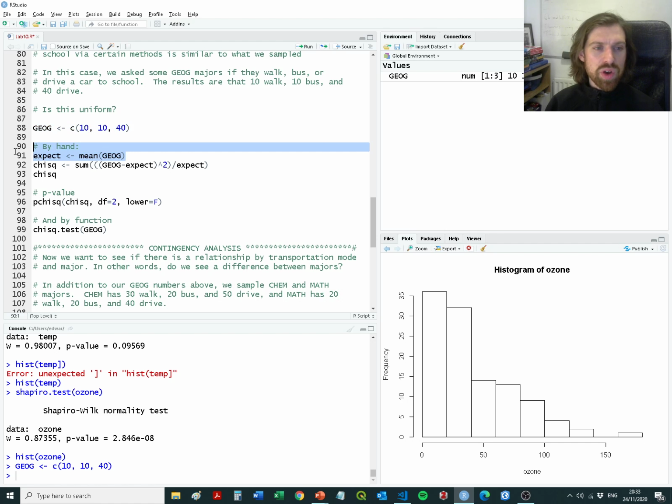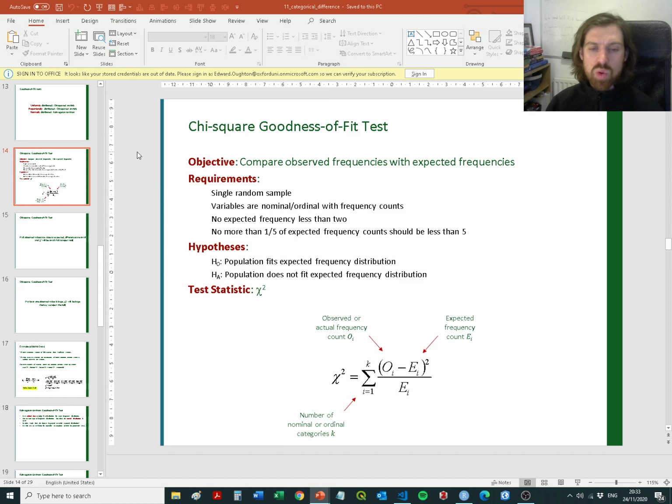What we're going to do first is take the mean of geography. So why are we doing that? Well, what we want to do within the chi-squared goodness of fit test is to get the chi-squared test statistic. To do that, we need to sum over the k nominal or ordinal categories. Then we take the observed actual frequency count with the mean, or the expected frequency count, subtracted, raised to the power of 2, so squared, and then divided again by the expected frequency count.